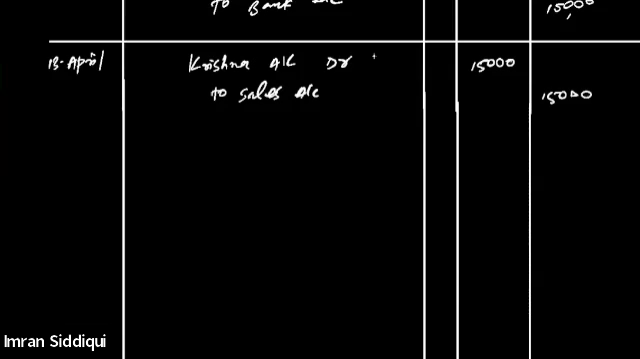We will write it as Krishna account debit to sales account, right? And the amount is rupees 15,000. Yes, sir, it is 15,000. I'm sorry, it's 15,000.